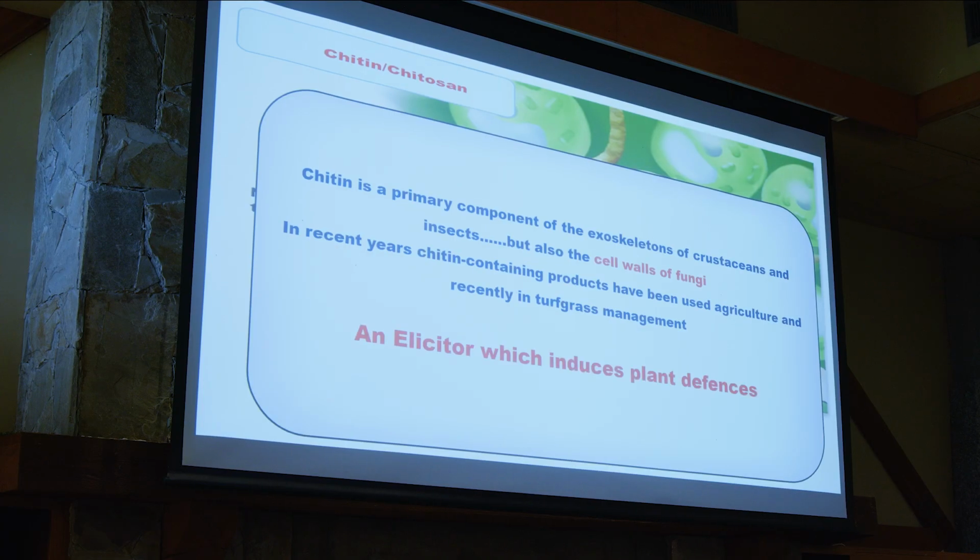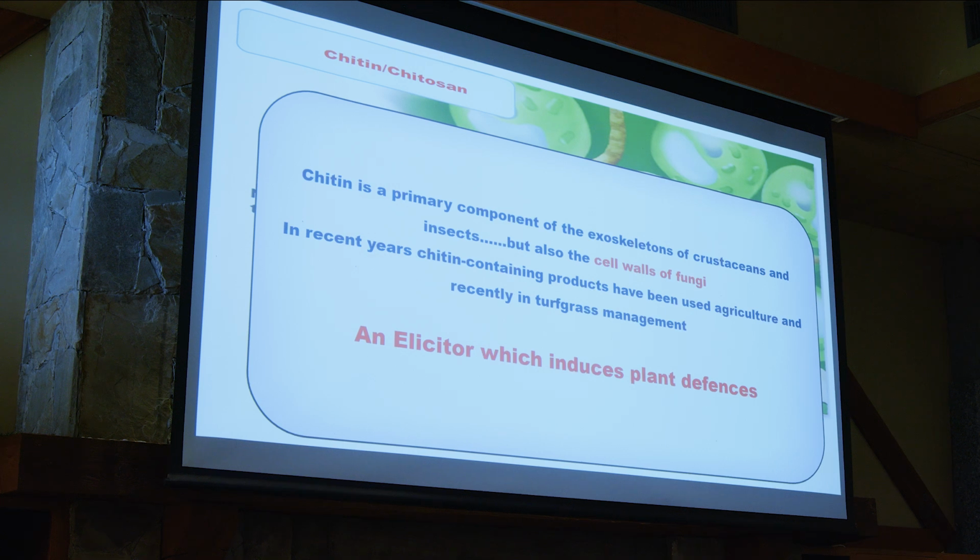What about chitin? Anyone familiar with chitin or chitinase? Anyone use that? What? No?